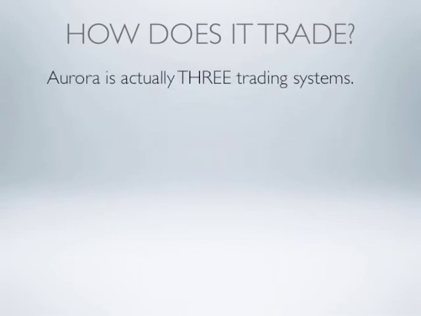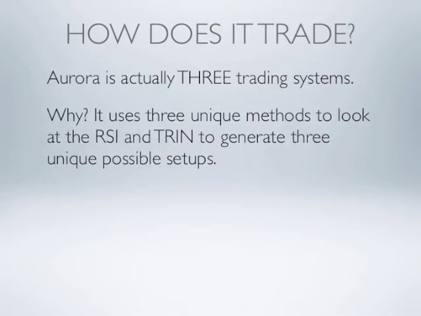Aurora is actually 3 trading systems in one, okay? Now, why do I say that? Well, it uses 3 unique methods to look at the RSI and trend to generate 3 unique possible setups. So although we're using RSI and trend, we combine these in different ways and massage them a little bit, and we have 3 unique setups that Aurora is looking to go long at.